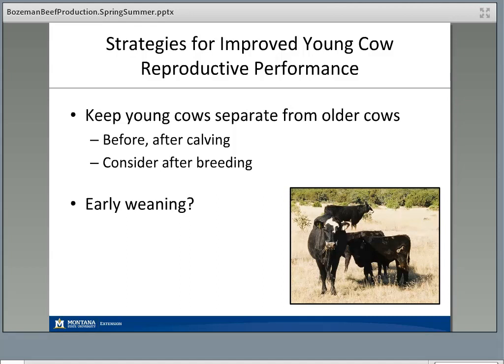Now, another thing that we can think about in regard to young cow reproductive performance might be early weaning. Certainly we talk about early weaning in the drought years that we do have and have just had here in 2017. And so there's a couple of types, I guess, of early weaning that I think about.